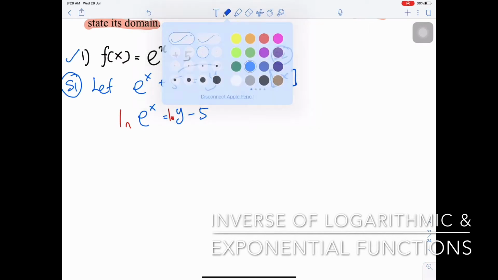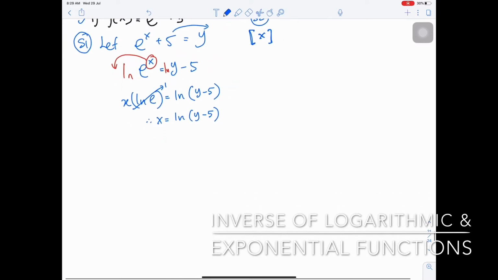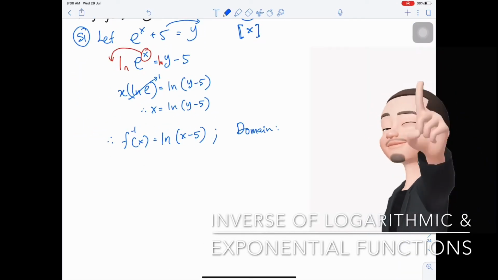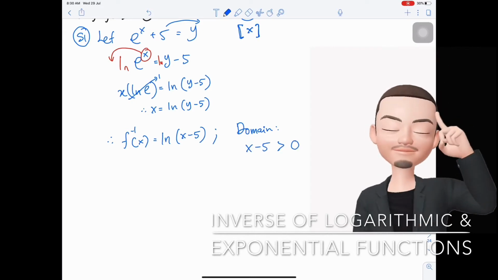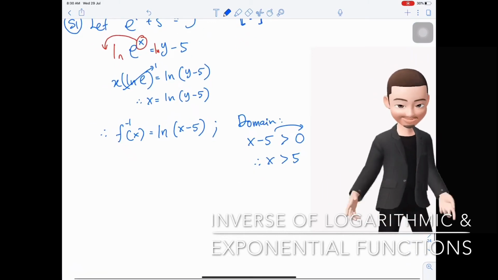Then we bring x to the front. So x ln e equals ln of y minus 5. And ln e equals 1, therefore x equals ln of y minus 5. This is x as the subject of the formula, therefore f inverse of x equals ln of x minus 5. How to determine the domain? x minus 5 is greater than 0, therefore x is greater than 5, when you bring negative 5 to the right hand side.